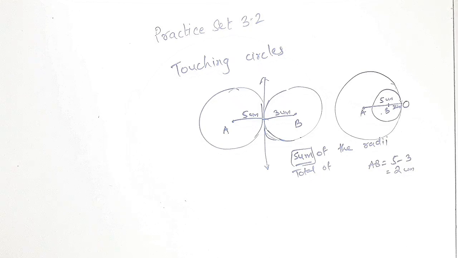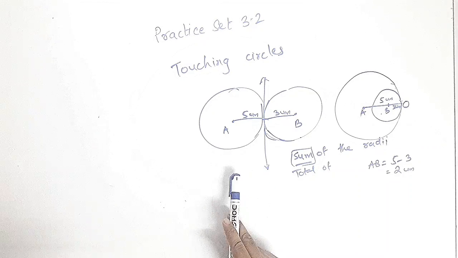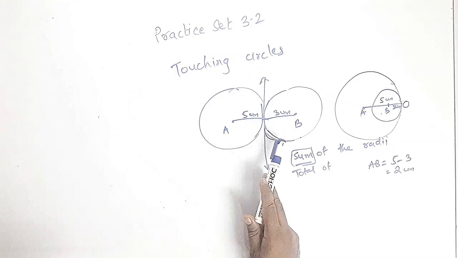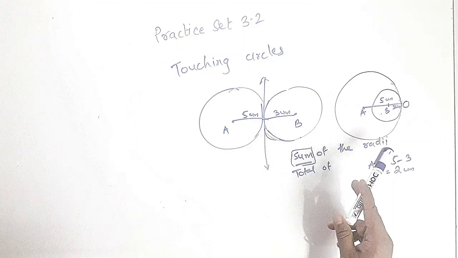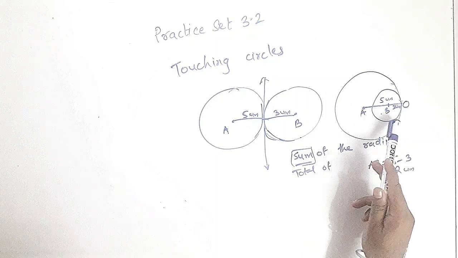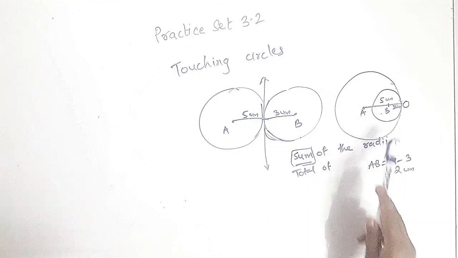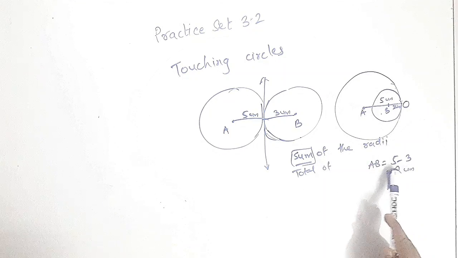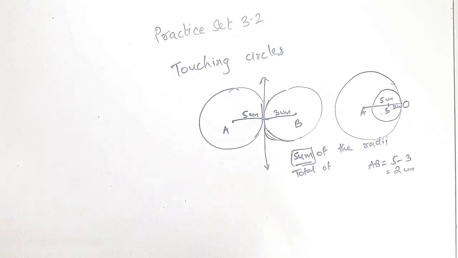So it is very simple. When the touching circles meet externally, the distance between their centers is the sum of the radii, and when the circles are internally touching circles, the distance between their centers is the difference of their radii. Here you have to add, here you have to subtract. This was the concept before we start 3.2. Let us come to the exercise now.